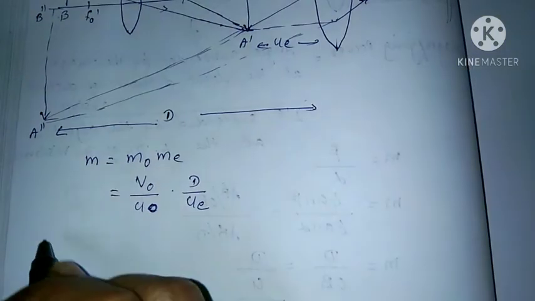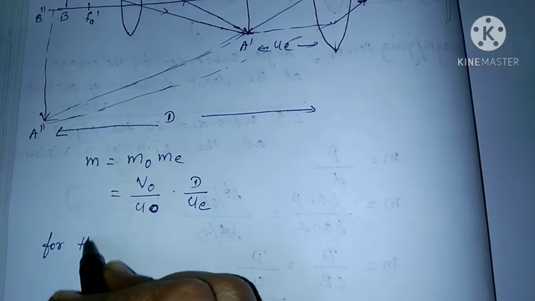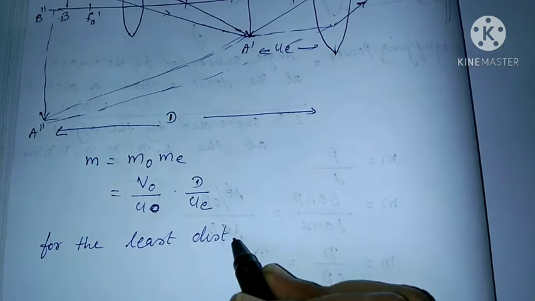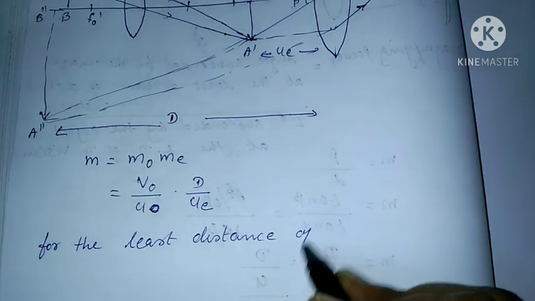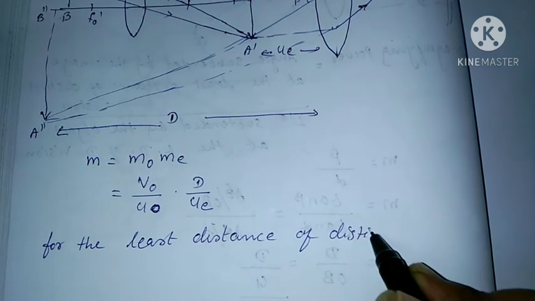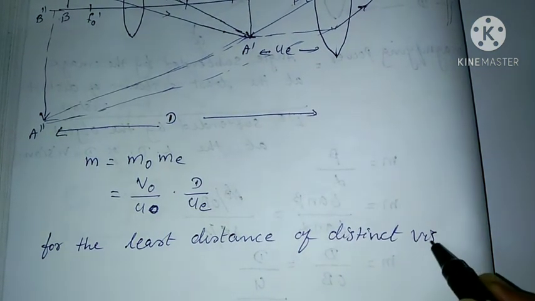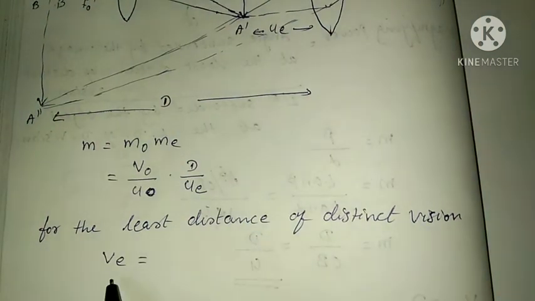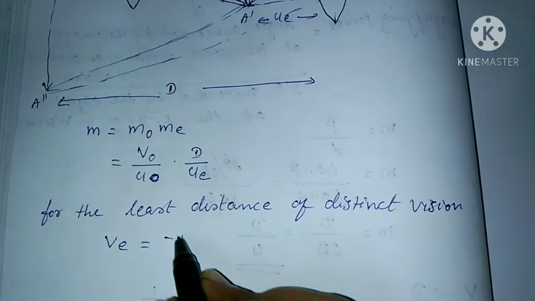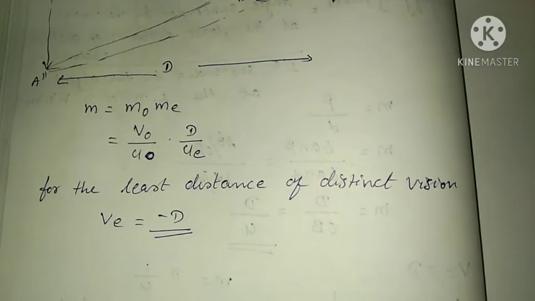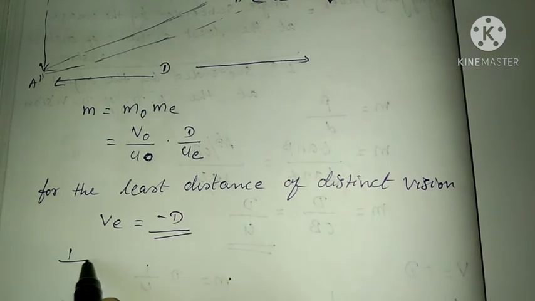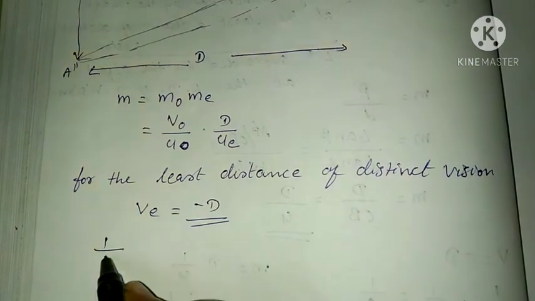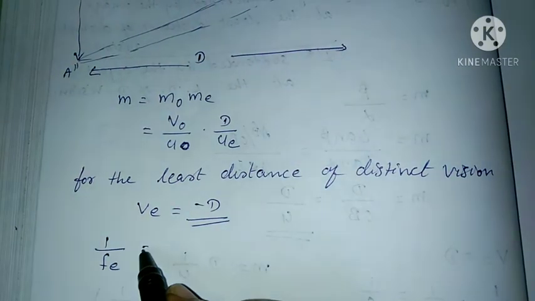Then for the least distance of distinct vision. So we are taking the case for the least distance of distinct vision. Clear? That is the case. What is the image distance? VE, that is the image distance for the eyepiece. VE equal to minus D. Clear? So from the lens formula we can write, that we derived in the simple microscope in the first case, that is 1 by FE. You just go through that.